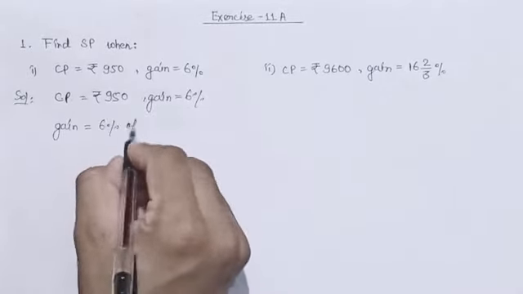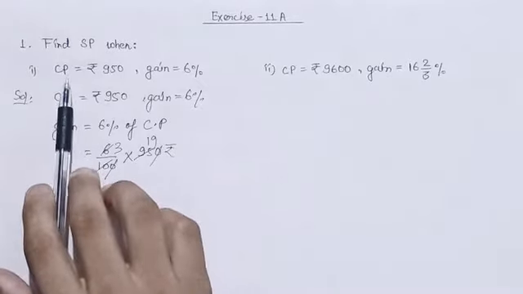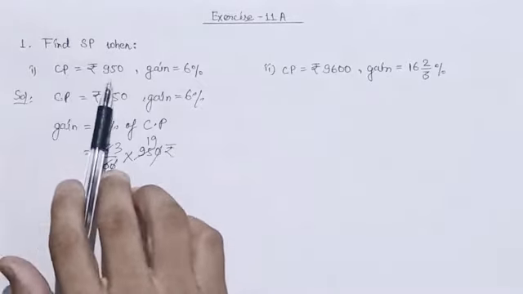5 2 times, 5 19 times, 2 3 times. 19 into 3 rupees 57. It means there is a gain of rupees 57 on selling the article whose cost price is rupees 950. Now we have to find SP. So selling price is calculated as there is a gain. So we can calculate selling price by cost price plus gain.